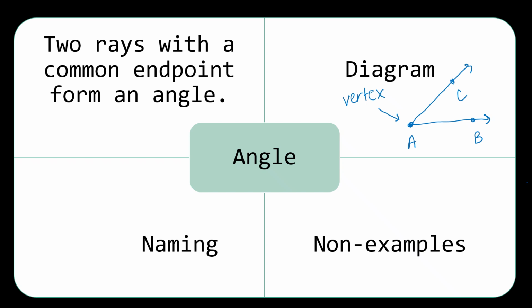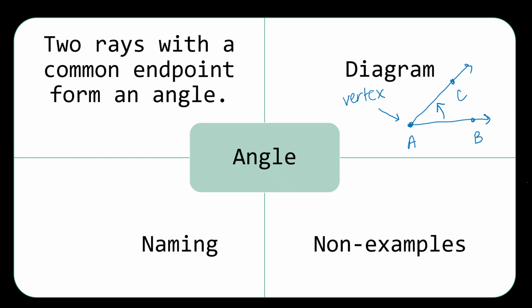How big an angle is is not how long the rays are, because the rays actually go on forever. It's how open the angle is from the vertex. So you can also think of the vertex as like a hinge or an elbow. If I want to make a bigger angle, I will open that more.